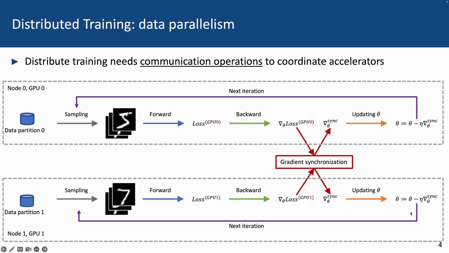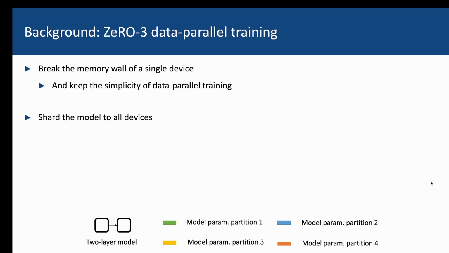Despite the simplicity of data parallel training, each GPU has to have a complete copy of the model states, which includes model parameters, gradients, and optimizer states. Thus, the size of the supported model is limited by the memory capacity of a single device. To support large model training that requires memory exceeding the capacity of a single device, and to keep the simplicity of data parallel training, ZeRO-3 data parallel training was proposed recently.